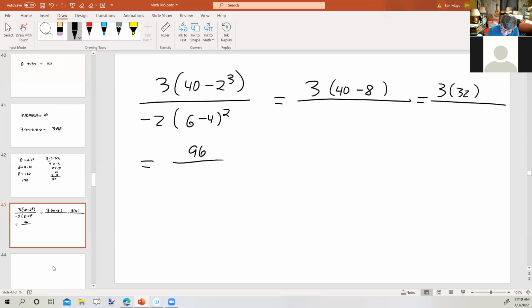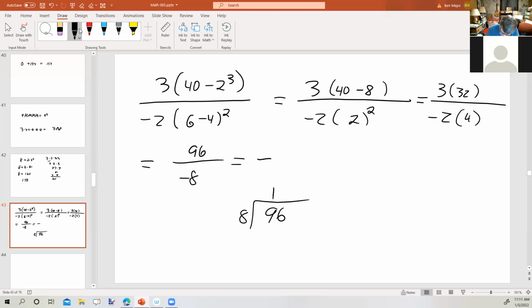In the denominator, we would start inside the grouping symbol. 6 minus 4 is 2. 2 squared would be 4. Negative 2 times 4 is negative 8. Positive divided by negative is negative, and 8 goes into 96 12 times. So the final answer is negative 12.